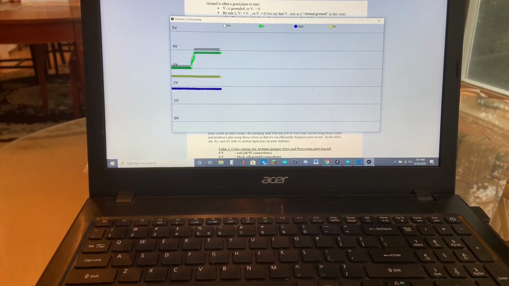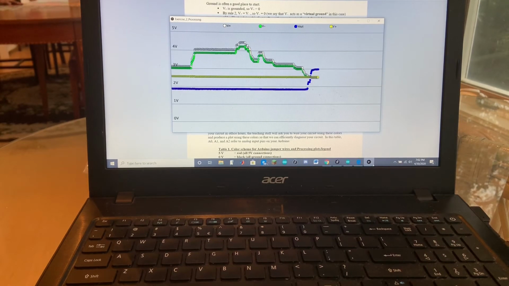If we look at our processing output here, we'll see the white line is V in and the green line is V minus. And as we turn the potentiometer and change it, we get to that yellow line, which is V plus, which is steady state at about 2.5 volts. And when we cross that line, the blue line, V out, inverts by a certain gain factor, which is -10 for this case.